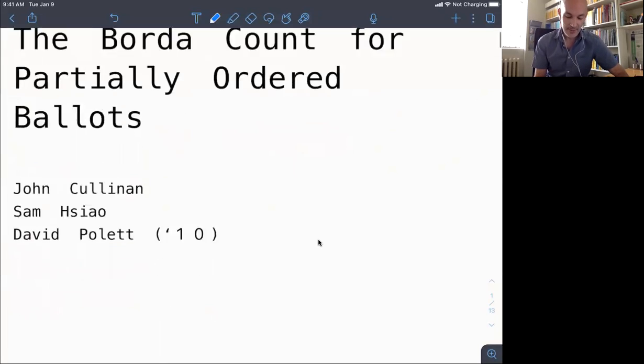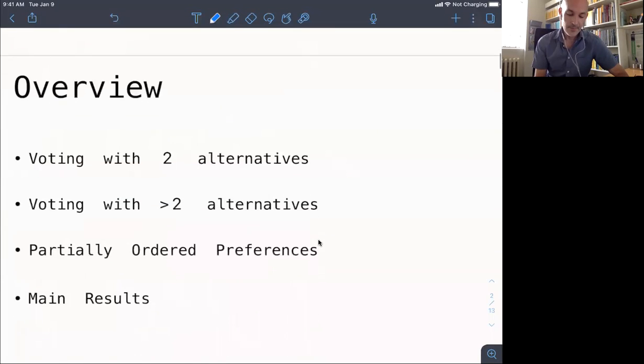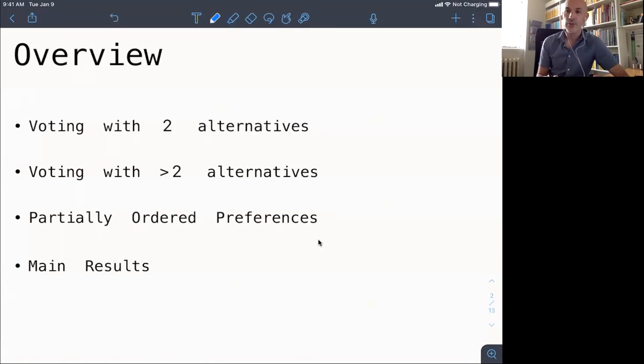So let me give you this overview. I'm going to tell you about voting with two alternatives. In the world of voting theory, we call our candidates, or the things that we're deciding between, alternatives. And there's a real dichotomy between voting between two people or two things and three or more. I've picked and chosen my examples really carefully to make sure that you actually see some of the distinctions.